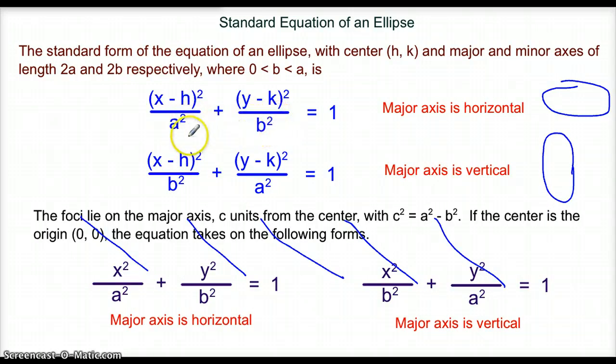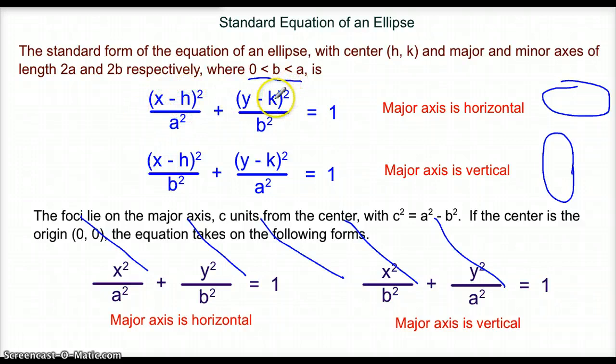Now, a is always going to be greater than b, so a squared is always going to be greater than b squared. That's how you can tell if you have something mixed up and you don't know which is a and which is b: the bigger number is going to be a. And that is defined here.